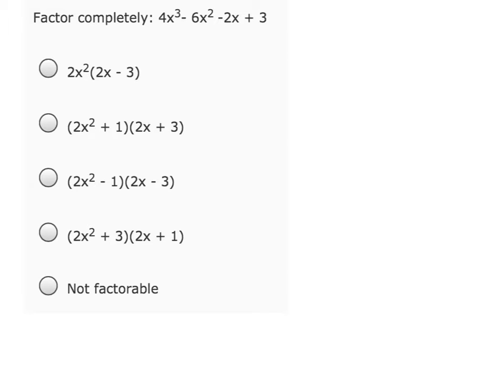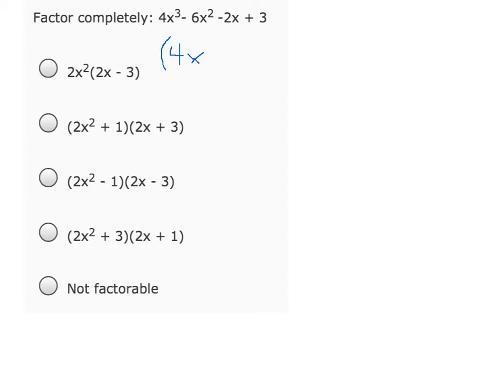Factor completely. 4x to the third minus 6x squared minus 2x plus 3. So to begin, we notice that we have 4 terms and there isn't something that all 4 terms have in common, so we want to utilize factor by grouping.